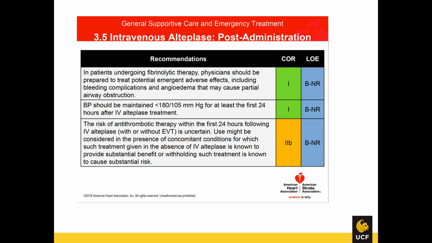All right, in patients undergoing fibrinolytic therapy, you should be prepared to treat potential emergent adverse events. Those things are going to include bleeding complications and, even worse, something that can be life-threatening, that can cause immediate threat to life in terms of airway obstruction, which is angioedema. Blood pressure should be maintained less than 180 over 105 for the first 24 hours after IV alteplase therapy. I talked about that. You don't want to risk blowing out the vessel and having a bleed. So keep the blood pressure under control.